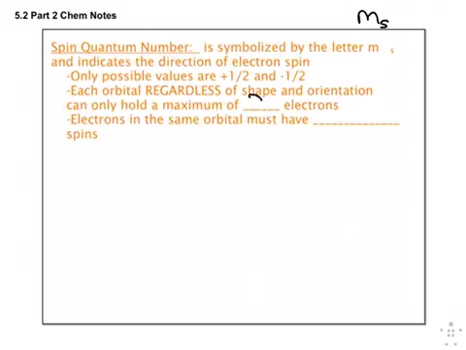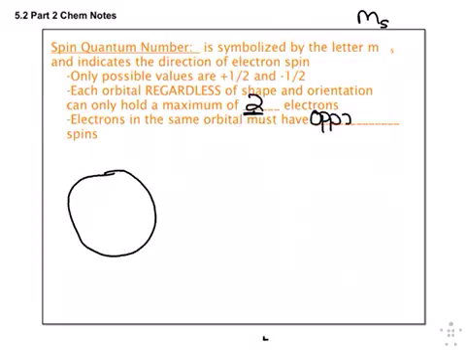And each orbital, regardless of shape or orientation, can have those numbers, and it can hold a maximum of 2 electrons. So a way to think about an orbital is just to represent it with a circle or a square. And each orbital can hold up to 2 electrons, like I said here, and they have to have opposite spins. The spin number is the number that allows electrons to have a whole different set of quantum numbers.